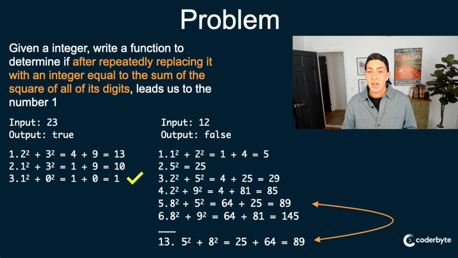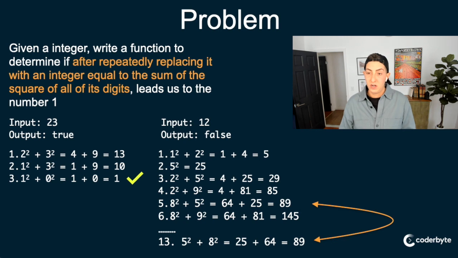So you'll see that when the output is false, it will get caught in some cycle at some point, and it will never get to 1. If it gets to 1, it will end at 1, because that's how squares work, right? 1 squared is always going to be 1.